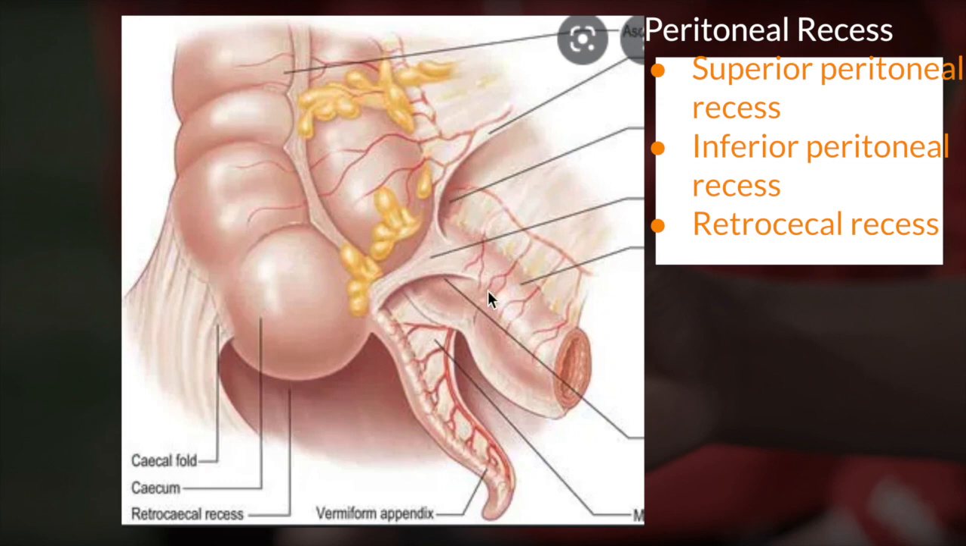See here, this is the ileum, from ileum to cecum. From the ileum it is going in that direction. This is the superior ileocecal fold and this is the inferior ileocecal fold. Beneath these folds we will see some gutters or spaces, nothing but peritoneal recesses. Here we call it the superior peritoneal recess, and here we will find the inferior peritoneal recess. The third one is the retrocecal recess. It is nothing but a space which is seen behind the cecum. Entirely the cecum is lined by the peritoneum.